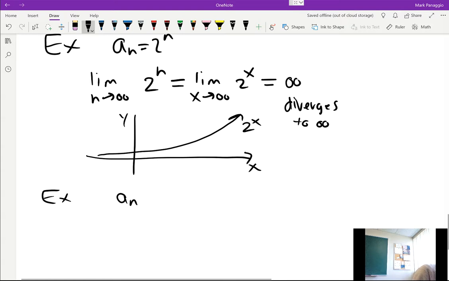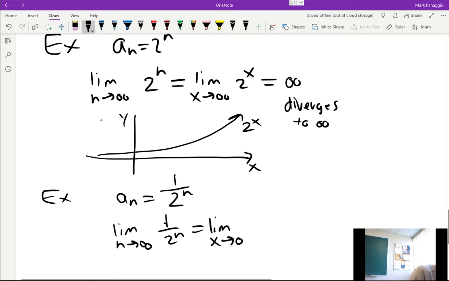Suppose that a_n is not equal to 2 to the n, but it's rather equal to 1 over 2 to the n. What does that sequence approach? Well, again, what we can do is write this as a function in terms of x instead of n. We're going to take a limit as x goes to infinity of 1 over 2 to the x, or we can also think of that as a limit as x goes to infinity of 2 to the negative x.